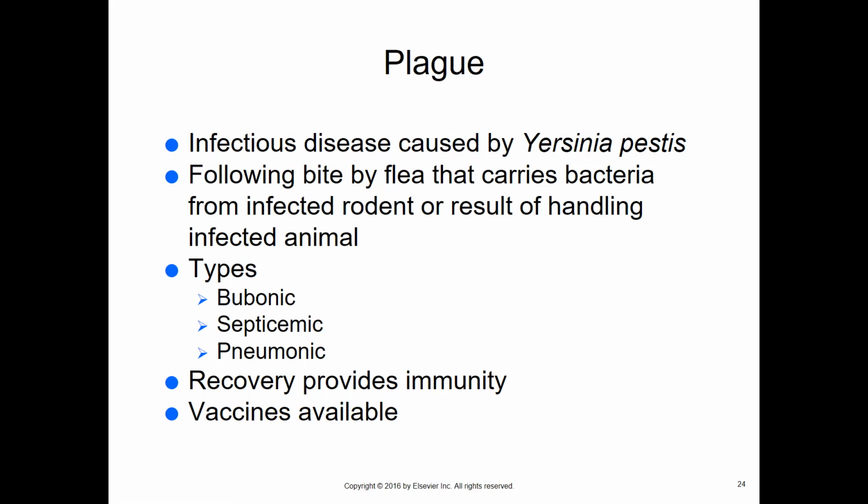Vaccines are available for people who come in contact with infected fleas. Recovery from the plague will help the person develop a good immunity to it. And elimination of the plague right now is not realistic because you really can't get rid of the wild animals. So that means you're not going to really be able to get rid of the plague itself.